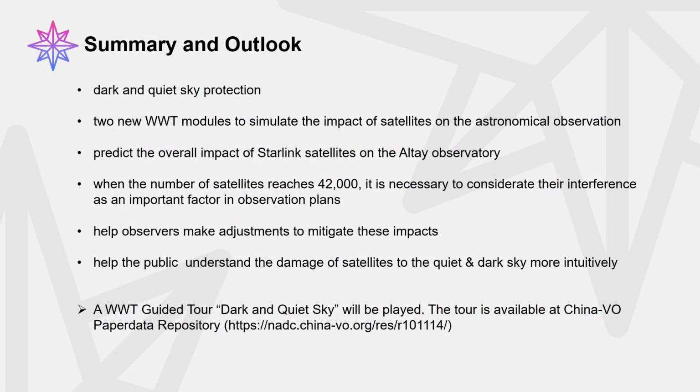Based on the theme of dark and quiet sky protection, we introduced two new WWT modules that can work together to simulate the impact of satellites on astronomical observation. The simulation tools were used to predict the overall impact of Starlink satellites on the Altai Observatory. Under the current scale, the impact is low, but when the number of satellites reaches over 42,000, it is necessary to consider their interference as an important factor in observation plans.